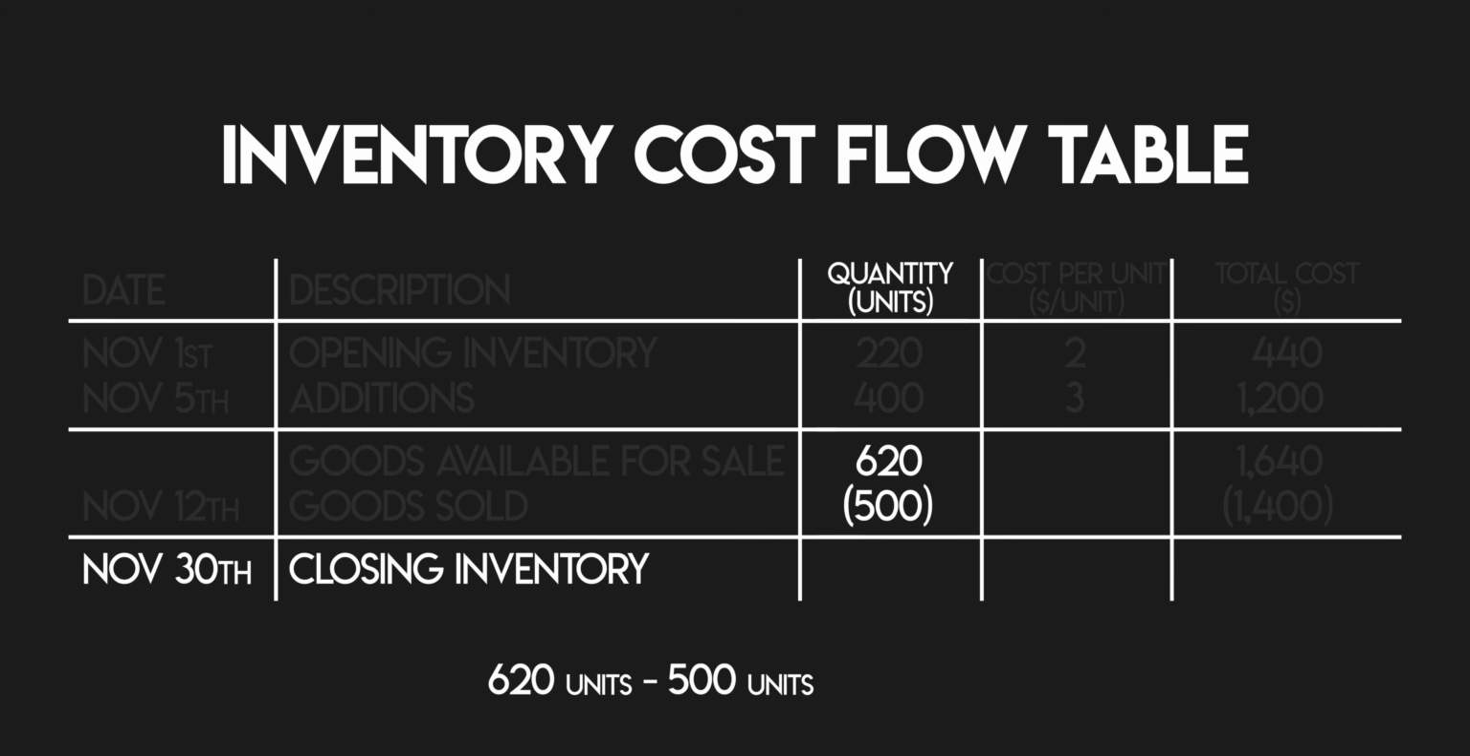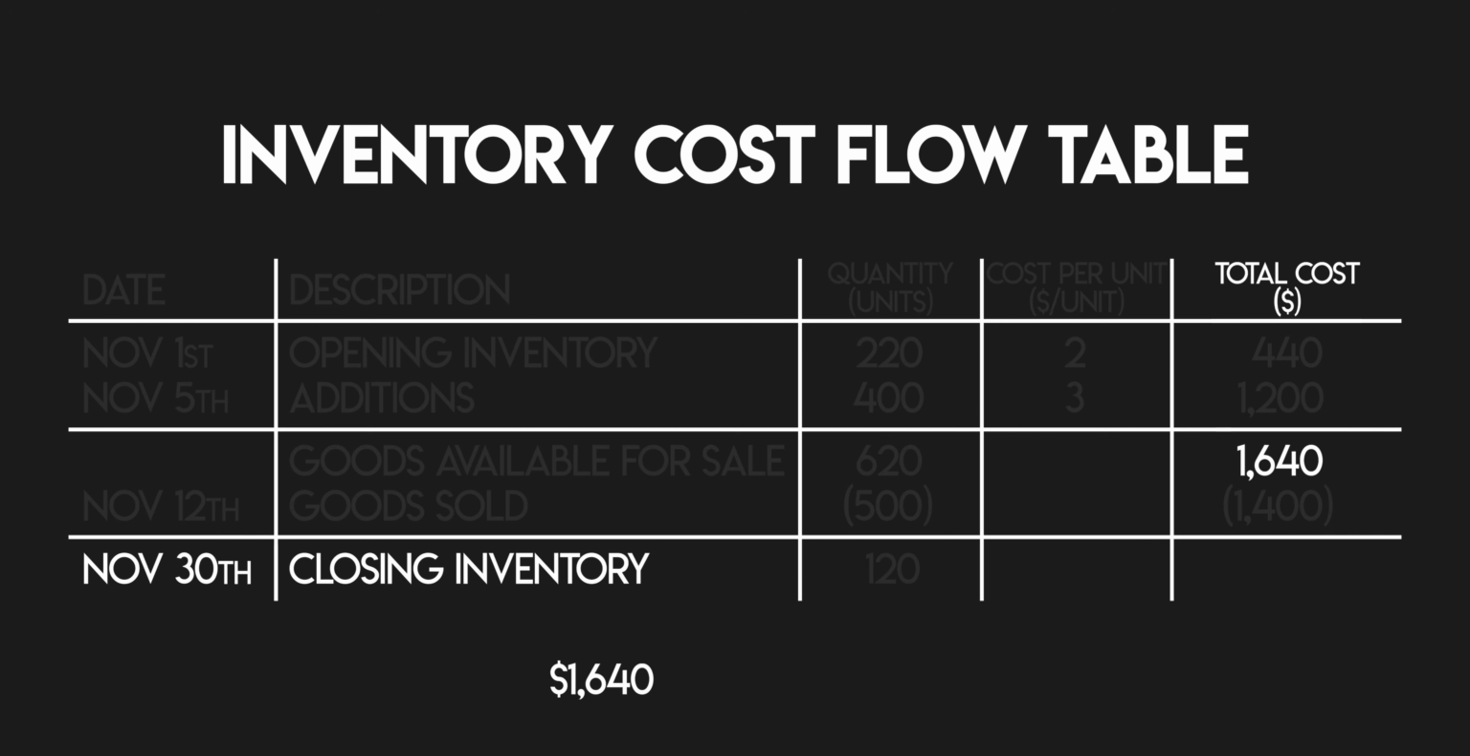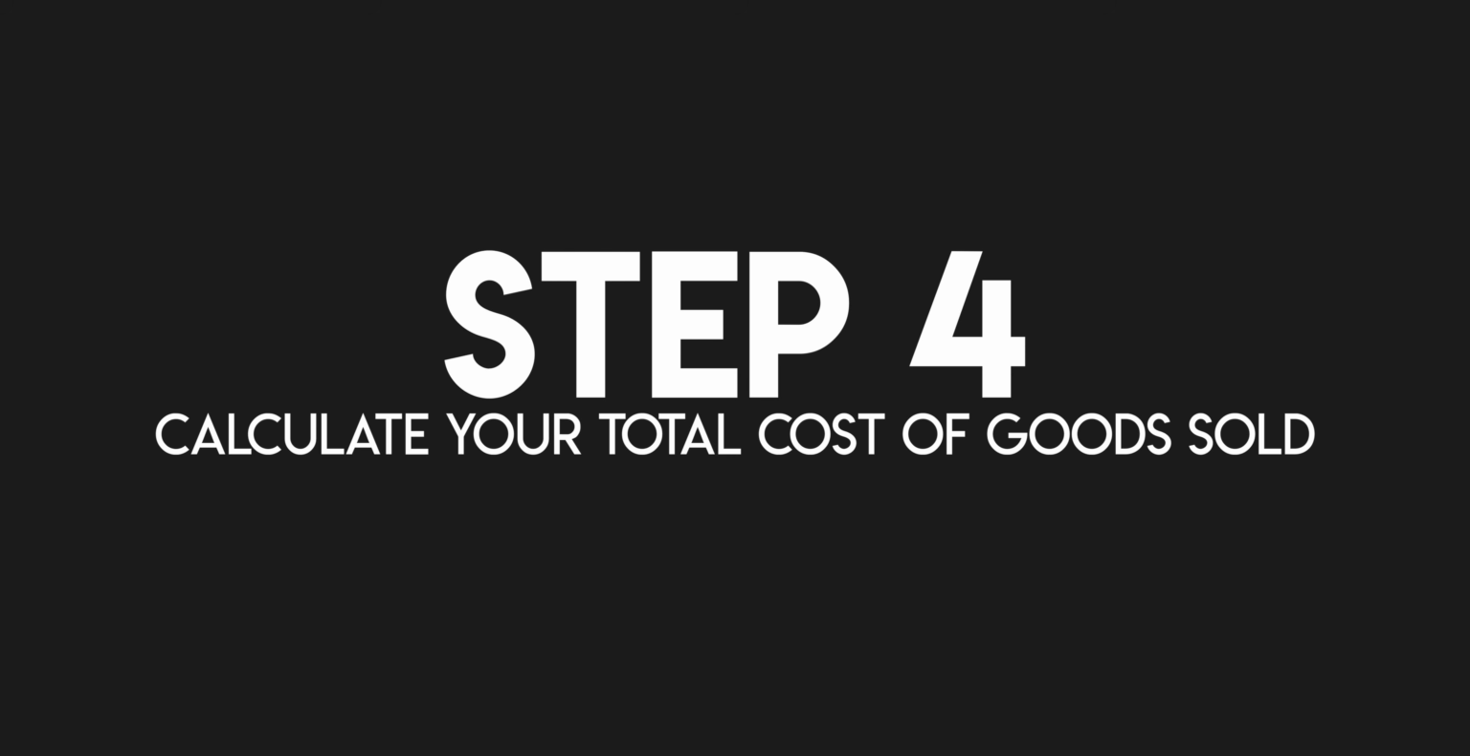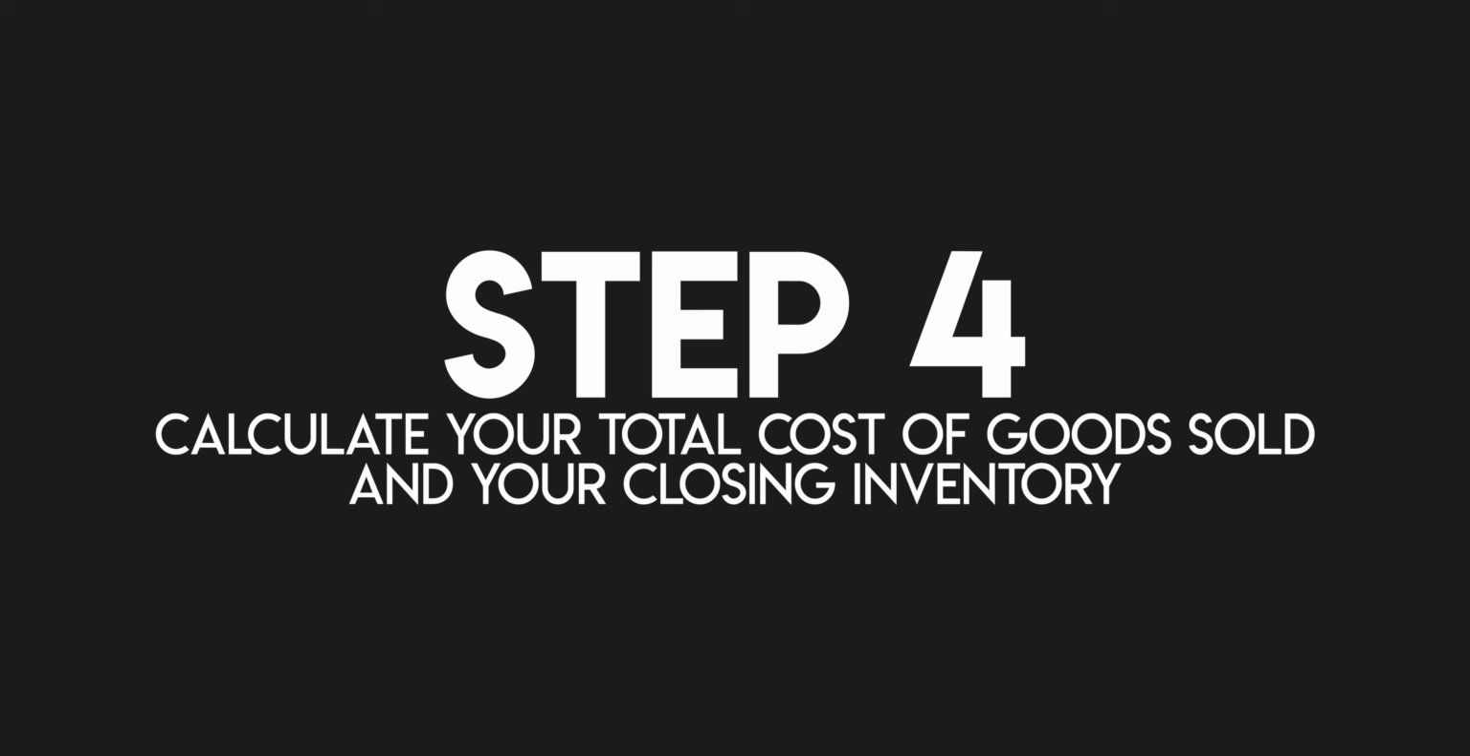620 minus 500 gives you 120 units. And 1,640 minus 1,400 gives you $240. Alright, step 4. Calculate your total cost of goods sold and your closing inventory.